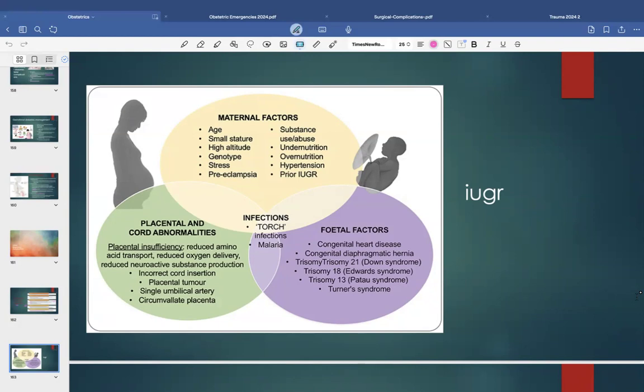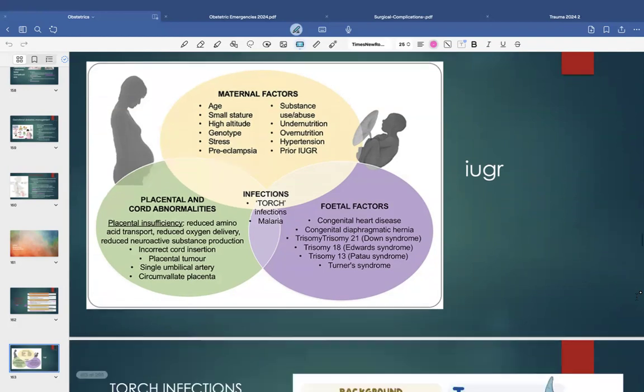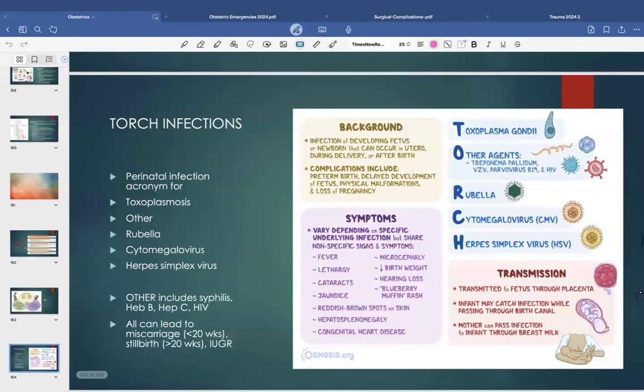TORCH infections, this is from Osmosis. You just need to kind of remember, this might show up on your final as well, what they are. What does the T stand for? What does the O stand for? What does the R, the C, and the H, TORCH? TORCH infections can lead to miscarriage with stillbirth and intrauterine growth restriction.